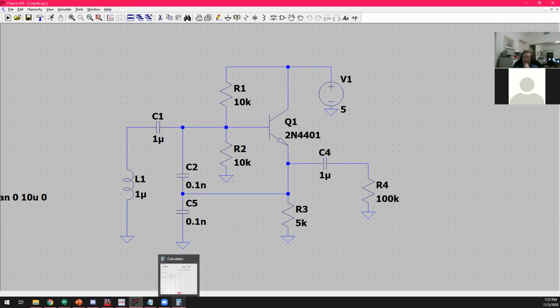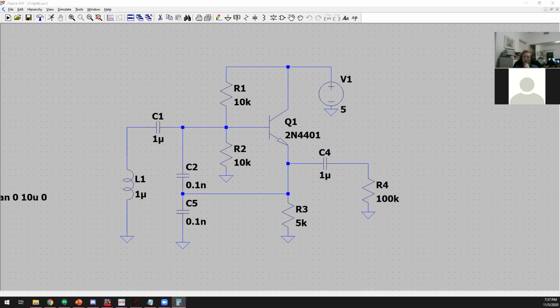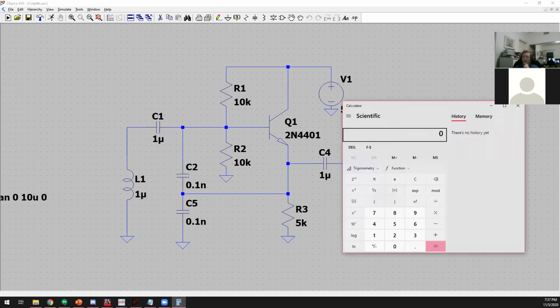We can calculate, of course. So let's do that quickly. Let me pull up the calculator here. So can somebody say what I should do here to calculate the resonant frequency of this oscillator?